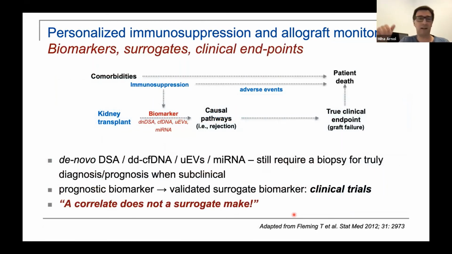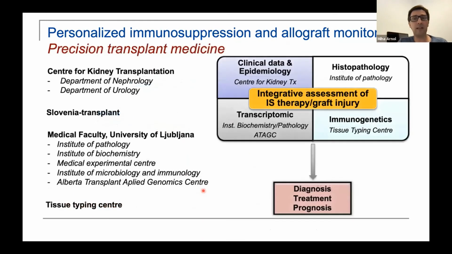We have to be aware at the end, of course, that many steps are actually in between this potential biomarker as a surrogate for a true clinical endpoint, and that of course we need clinical prospective trials to show that these biomarkers actually are validated surrogate biomarkers for hard endpoints. Unfortunately, there are no shortcuts. A correlate does not a surrogate make. And we believe in this integrative assessment of the immunosuppression and allograft injury, specifically subclinical injury, for our patients.